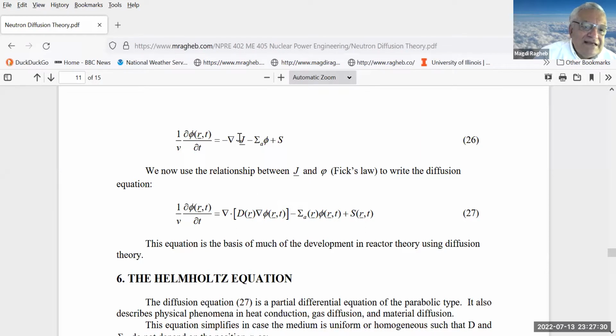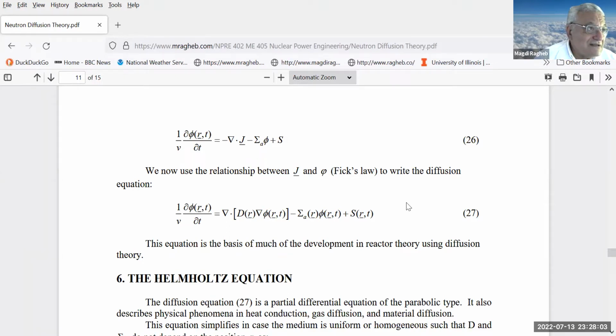Notice that the leakage from the surface by definition here is a negative term. But when we apply Fick's law, we get another negative term. So negative gives me positive here. So remember, even though it has a positive sign, that term describes a loss of neutrons that are leaking from the surface of the nuclear reactor or the shield. And here we have an equation that we basically call the neutron diffusion equation.